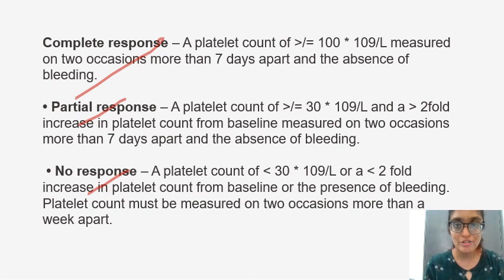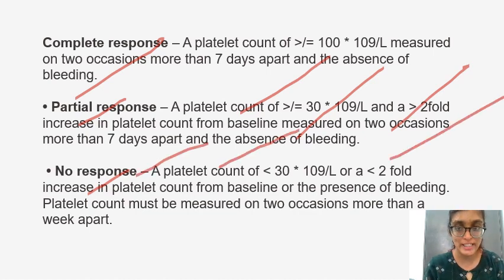Complete response is a platelet count greater than 1 lakh, measured on 2 occasions, more than 7 days apart, in the absence of bleeding. Partial response is a platelet count of greater than 30,000 or a two-fold increase in platelet count from baseline, measured on 2 occasions, more than 7 days apart, in absence of bleeding. No response is less than 30,000, or less than two-fold increase in platelet count from baseline, or presence of bleeding. Platelet count is measured on 2 occasions, more than 1 week apart.